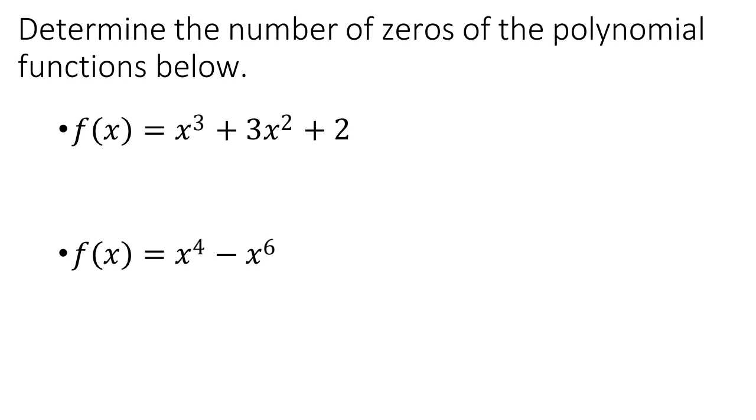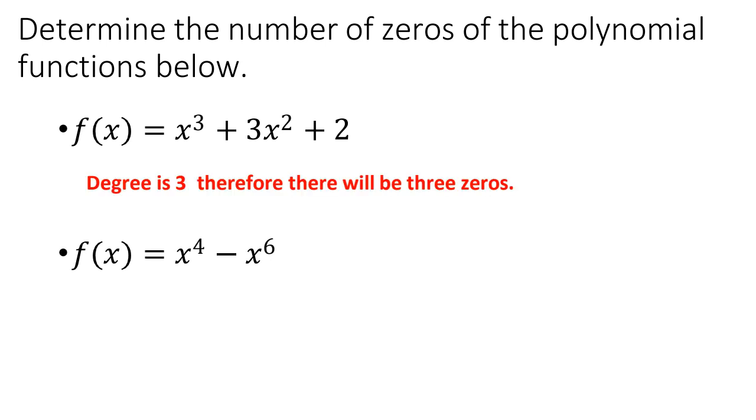This first one says, determine the number of zeros of the polynomial function. All they're asking is how many possible zeros these polynomials will have. For this first one, I just have to look at the degree of the polynomial, which is 3. So this polynomial will have at most 3 zeros. I say at most because it could have 3, 2, or 1. Since this is an odd degree polynomial, it's going to have at least 1, but at most 3.